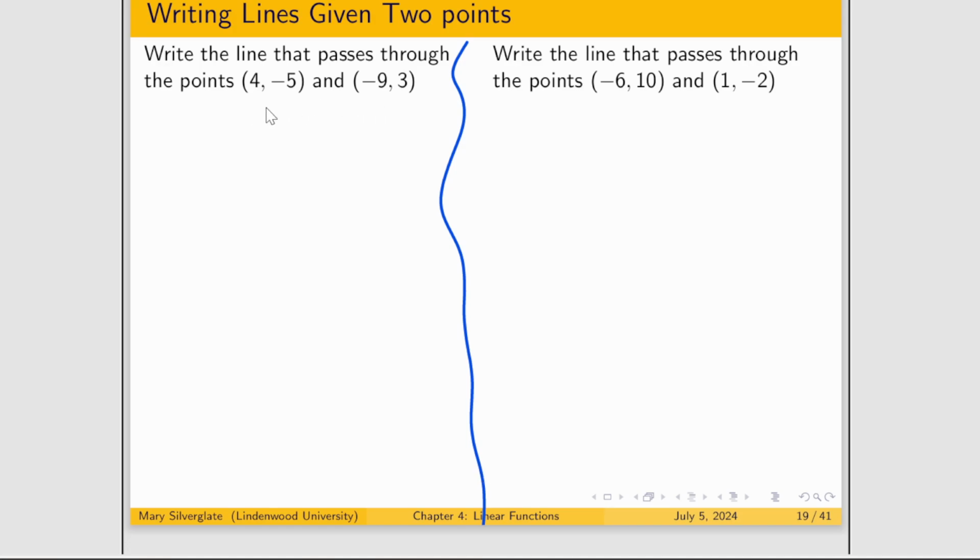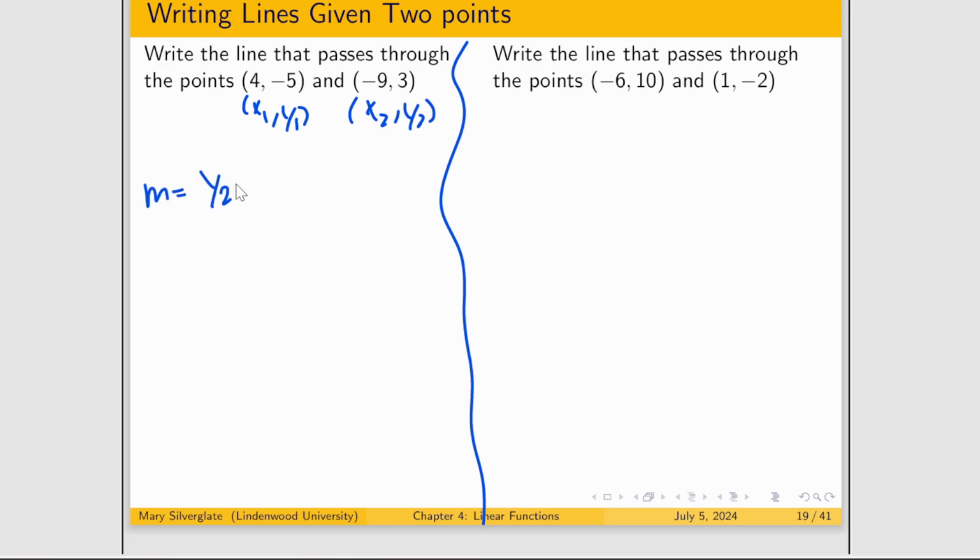Now let's go ahead and practice writing a line between 2 points. So here, if one point is (4, -5), and the other one is (-9, 3), now I need to find my slope first, because we always need a slope regardless if you're using slope-intercept form or point slope form. And then the other difference is you're going to use slope-intercept form if you're using a y-intercept specifically, and point slope form if you want to use some other point.